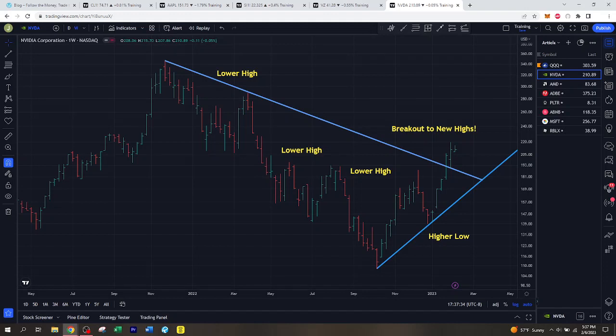NVIDIA made a pattern of lower highs in '21 and recently broke that downtrend. So in '21, here is your highest high. Then in March of '22, we get a lower high, and that continued to dominate up until recently. NVIDIA had an uptrend, higher lows, within a downtrend, lower highs.